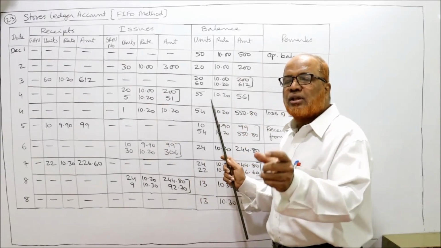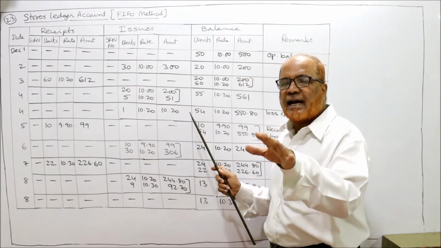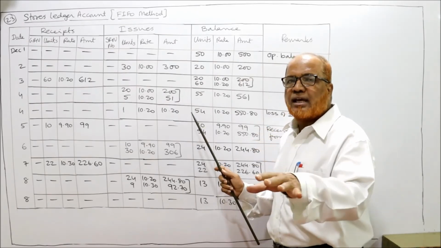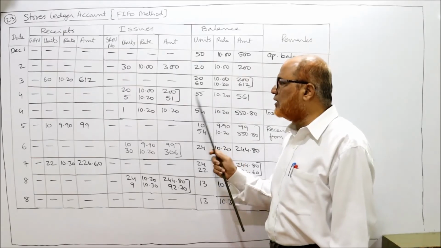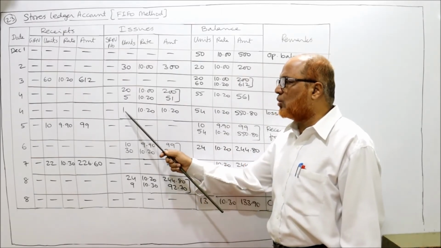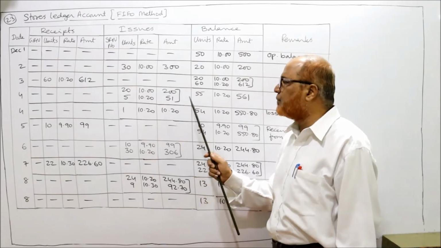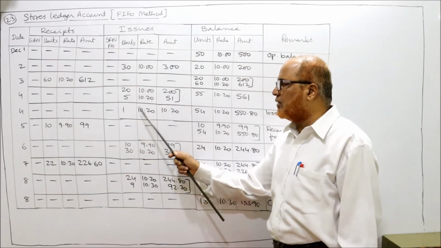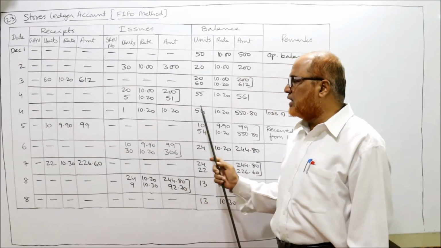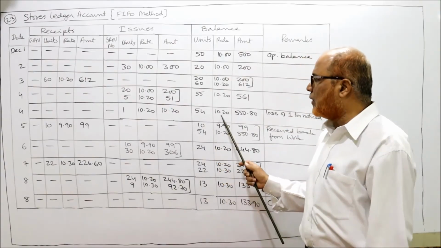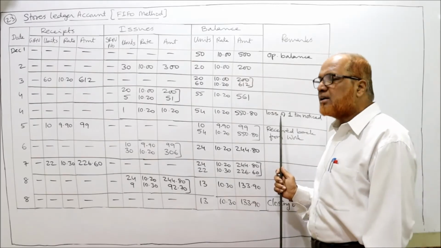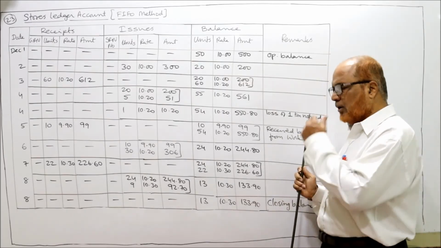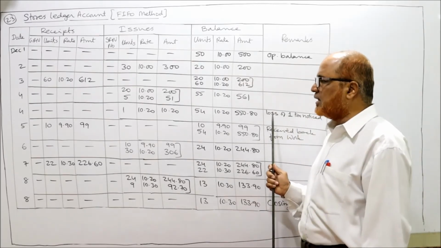So we assume the shortage was recorded at the end of the day. So at the end of the day, what is the price? 10.20. On that assumption, we are taking 10.20 into 1, 10 rupees 20 paisa. So 55 minus 1 is 54 tons at 10.20. So 550.8. In the remarks column, we'll write loss of 1 ton noticed.